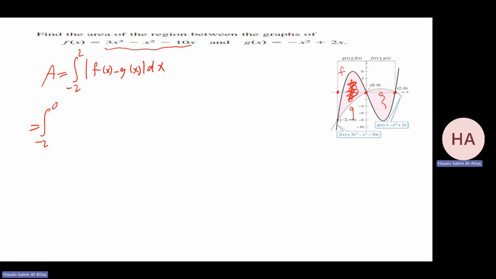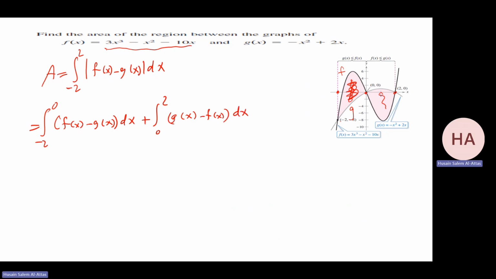In this period, I have f minus g. Let me write it right away. It's wasting time. That will be 2x cubed minus x squared minus 10x, f of x minus g of x dx. From 0 to 2, it will be the opposite. Now g is above f. So it will be g of x minus f of x dx.